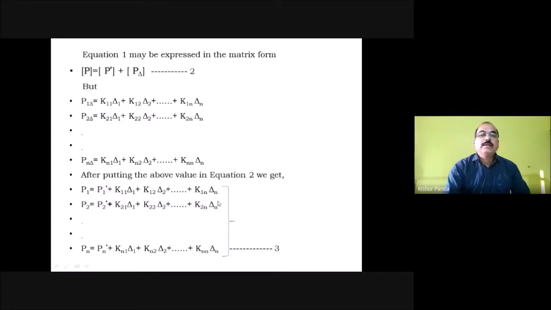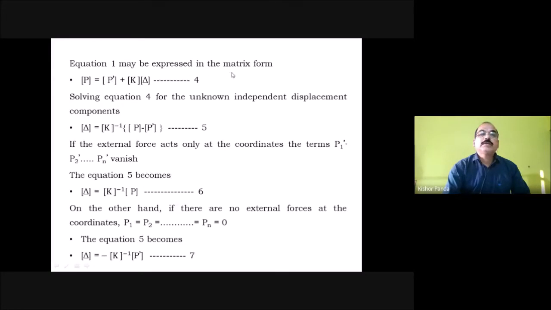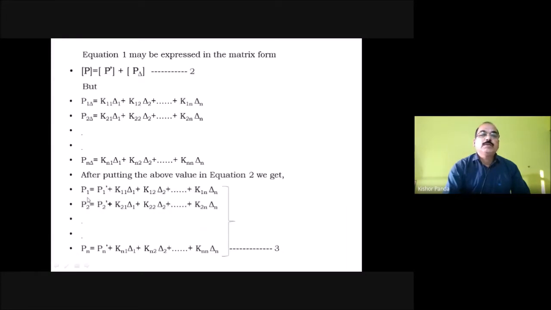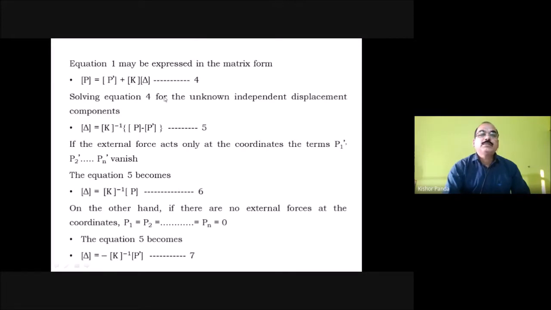Then you can write this equation in the matrix form. This is the column matrix P, and this is also column matrix P dash, plus what is called the stiffness matrix: K11, K12, K1n, K21, K22, K2n, similarly Kn1, Kn2, and Knn, multiplied by delta 1, delta 2, delta n. This is called the stiffness matrix, which you can denote by K, so this is K into delta.